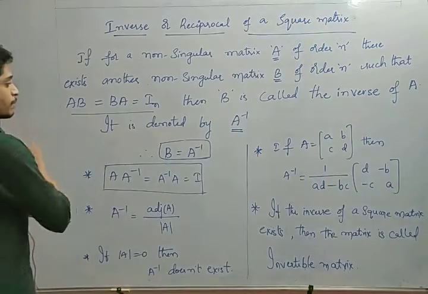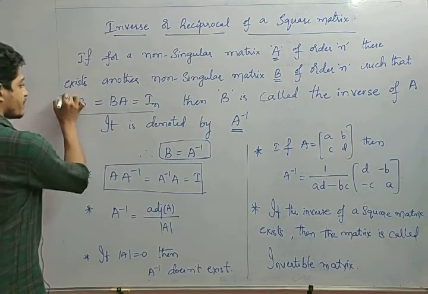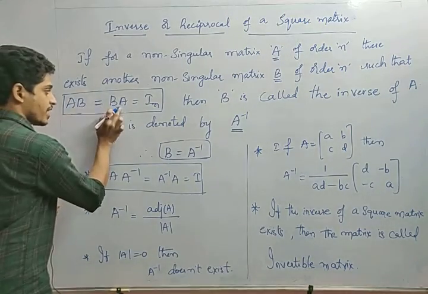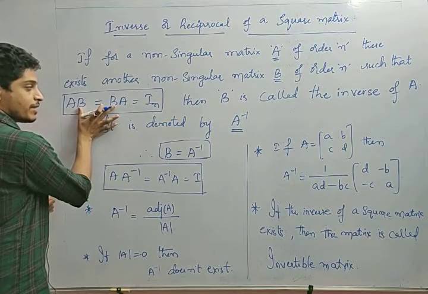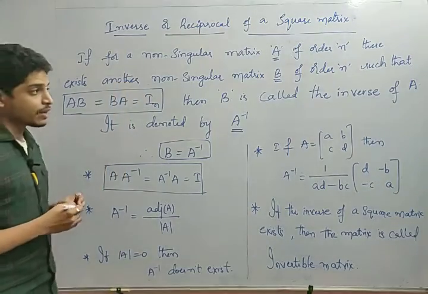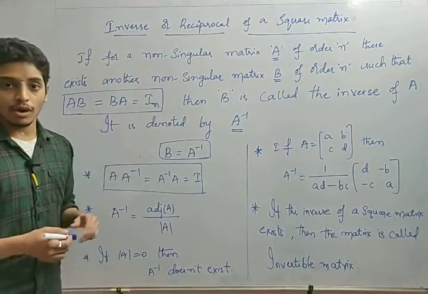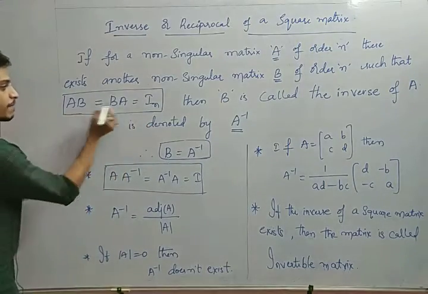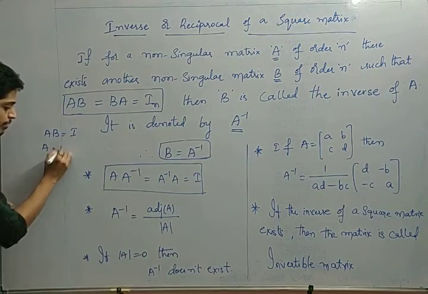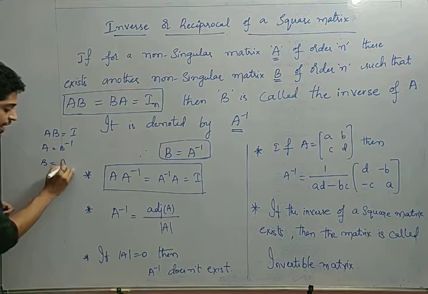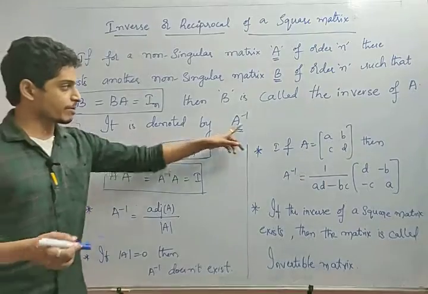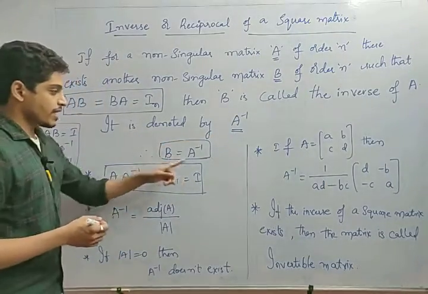So now, if this condition is satisfied for non-singular matrices, if A is non-singular, B is non-singular, AB equals BA, that means matrix multiplication is commutative here, right? And which is also equal to the identity matrix. Okay, then only B is called the A inverse or A is B inverse. We can write this as if AB equals I, then A equals B inverse or B equals A inverse. Okay, remember this. Anything is possible. Now, it is denoted by A power minus 1 or B power minus 1, right? Now, B is A inverse.